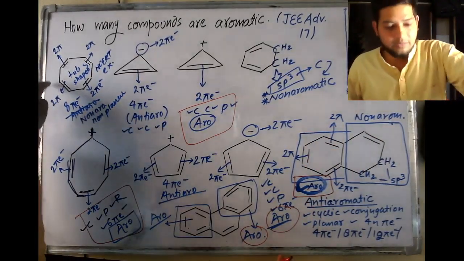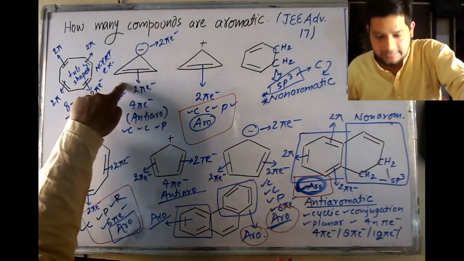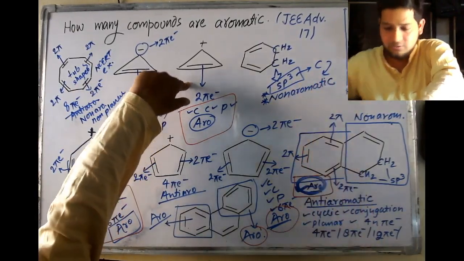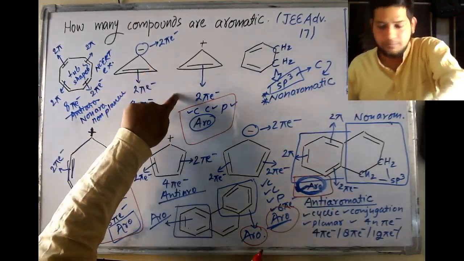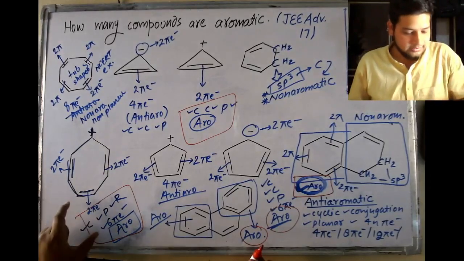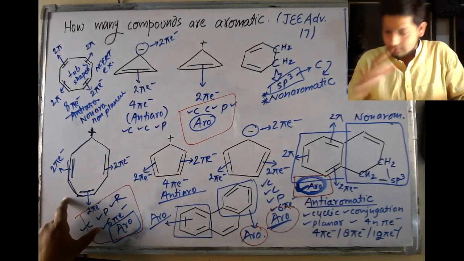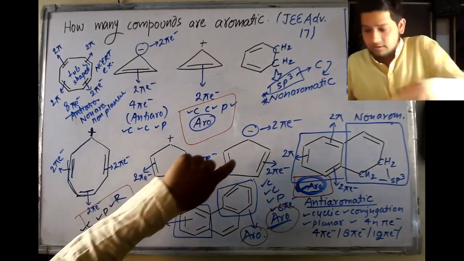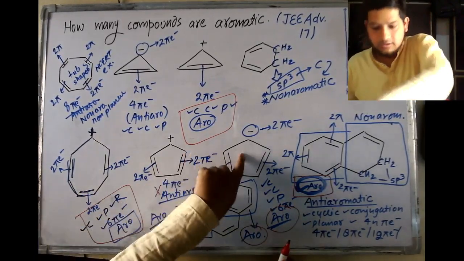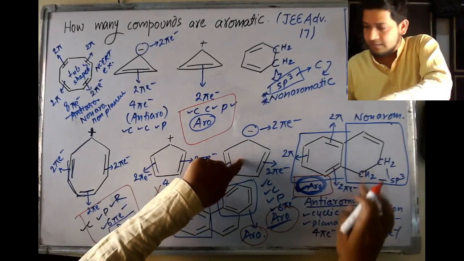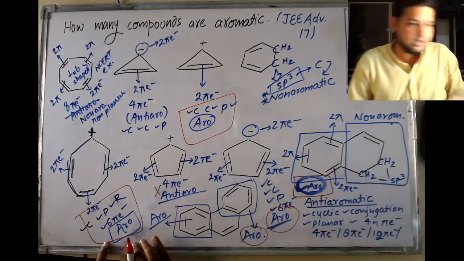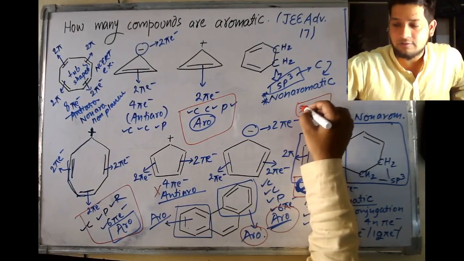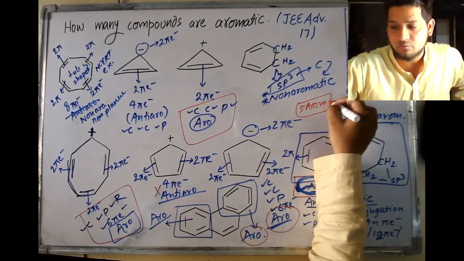First one, non-aromatic. Second, anti-aromatic. Third one is aromatic. This one is non-aromatic. So this is our first aromatic product. Now look here. The second aromatic is this one. And that is anti-aromatic, so just forget this one. This one is also aromatic. So 1 aromatic, 2 aromatic, 3 aromatic, 4 aromatic, and 5 aromatic. So the answer to this query is there are a total of 5 aromatic molecules.